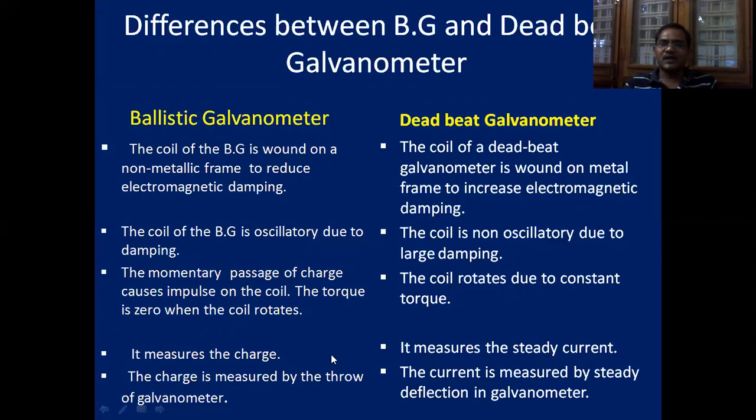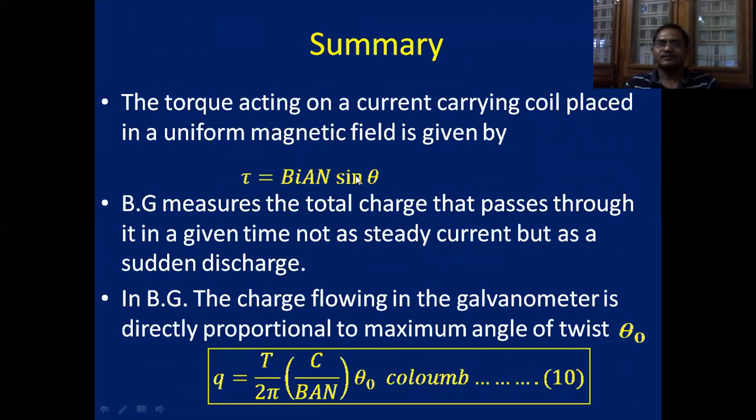It measures the charge. It measures the steady current. The charge is measured by throw of galvanometer in this. Here the current is measured by steady deflection in galvanometer. So these are the differences between ballistic galvanometer and ordinary moving coil galvanometer or deadbeat galvanometer.